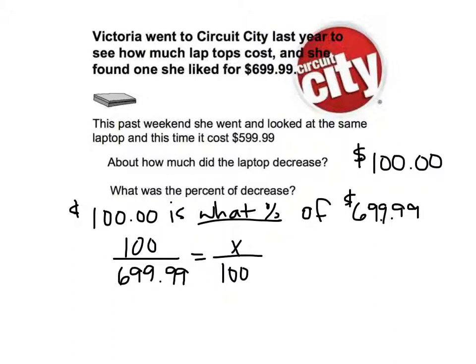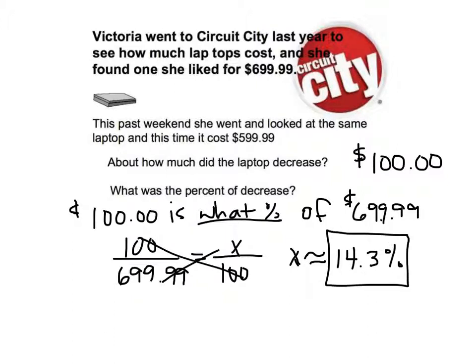Now I'm not going to go through solving a proportion again because you guys are getting pretty comfortable with that. But I am going to go ahead and tell you that when we cross multiply and then solve, you end up with an X value of approximately, because I do have to round it off, 14.3. So the change in the cost of the laptop is 14.3%.